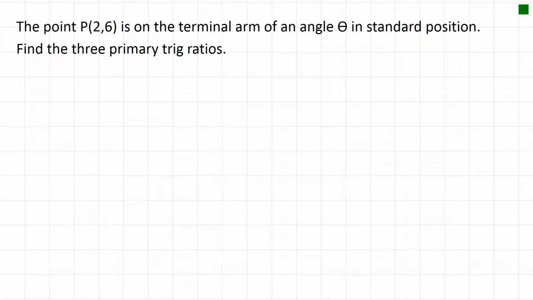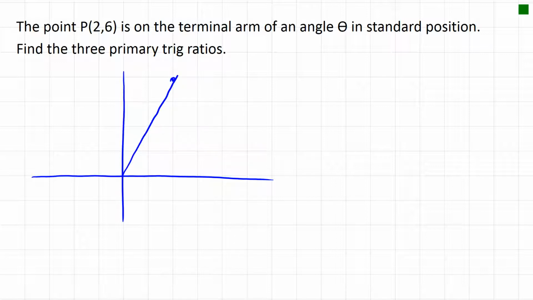So if we plot the point 2, 6 on the coordinate plane, so 2, 6 would be something like that, where this distance is 2 and this distance is 6. And here's my angle in standard position. So it's on the terminal arm, and I want the 3 trig ratios. So if I want the three trig ratios, I need to calculate the radius or the hypotenuse.